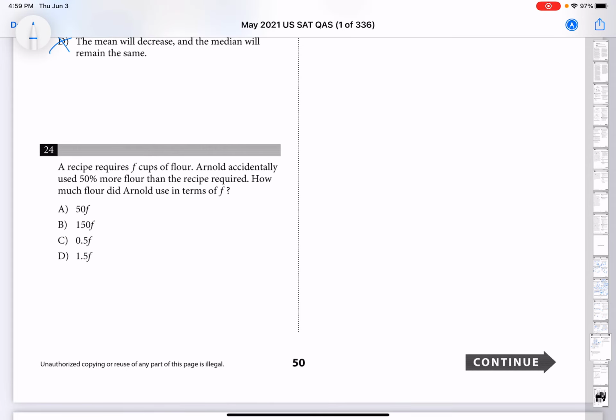All right, 24. A recipe requires F cups of flour. Arnold accidentally used 50% more flour than the recipe required. How do you use 50% more? That's a lot. So how much flour did Arnold use in terms of F? If it's 50% more, then you do 1 plus 0.5, because it'll be like 1F plus 0.5F. You should get 1.5F as the total amount. So for 24, the answer should be D.